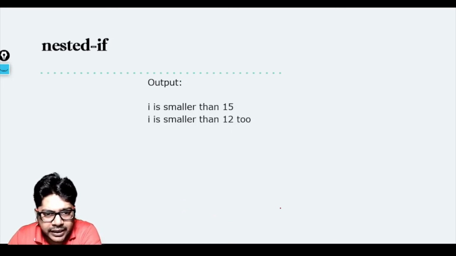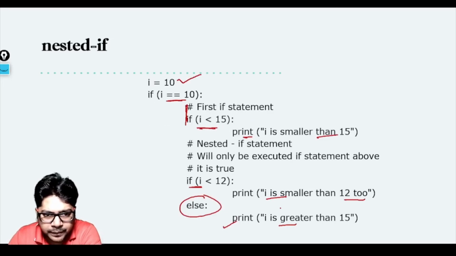Okay, and if we run this code with the value i equal to 10, this will go inside, right? And here it will check 10 less than 15. Is 10 less than 15?